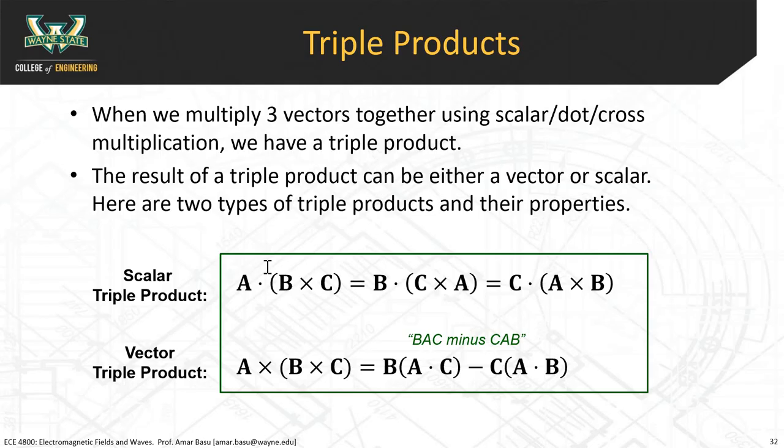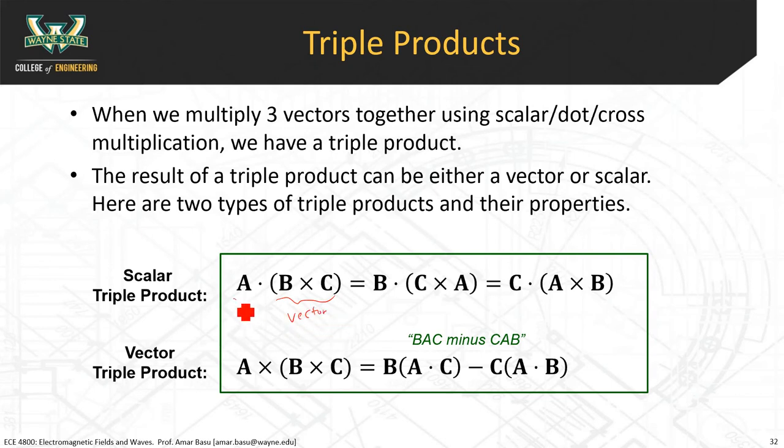All right, continuing on. There is something called the triple product. We talked about dot products and we talked about cross products. And triple products are a combination of both. And here's a couple examples here. So when we multiply three vectors together using the scalar, dot, or cross product multiplication, we have something called a triple product. And the result of a triple product can be either vector or scalar, depending on which triple product it is. So here's the two triple products. So a triple product is when we have three vectors, A, B, and C. The scalar product is defined as A dotted with B cross C. And if you recall, B cross C, the cross product, is a vector.